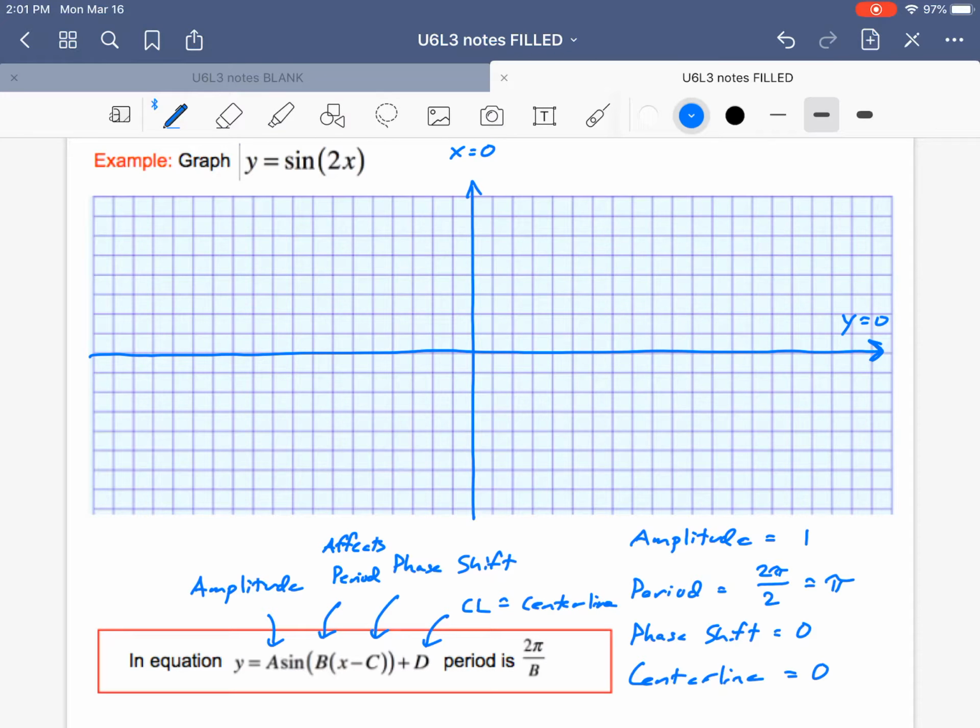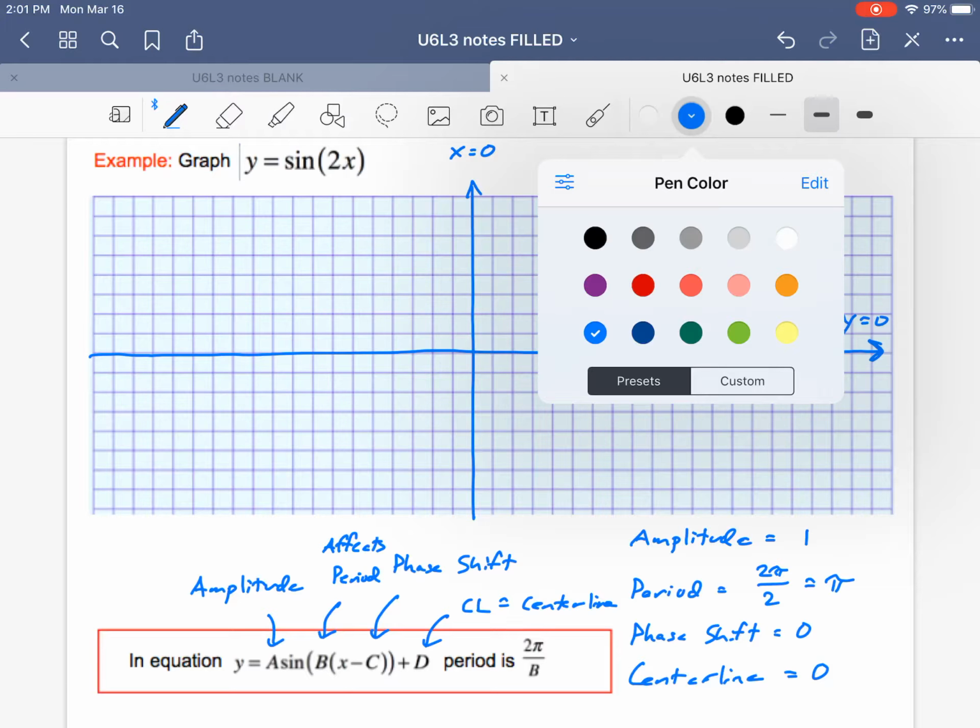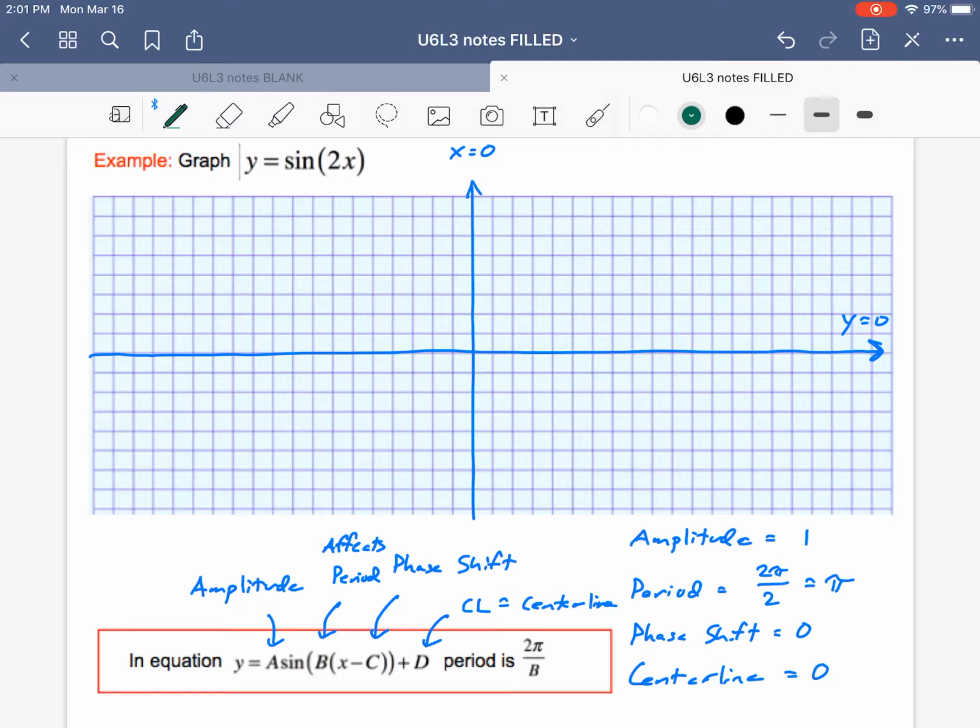So let's pick a color, maybe green. And I'm going to make my scale 1, 2, 3, 4, 1, 2, 3, 4. So on the y-axis, 4 blocks represent 1 unit. And I'm just going to do 2 blocks here. No, you know what?